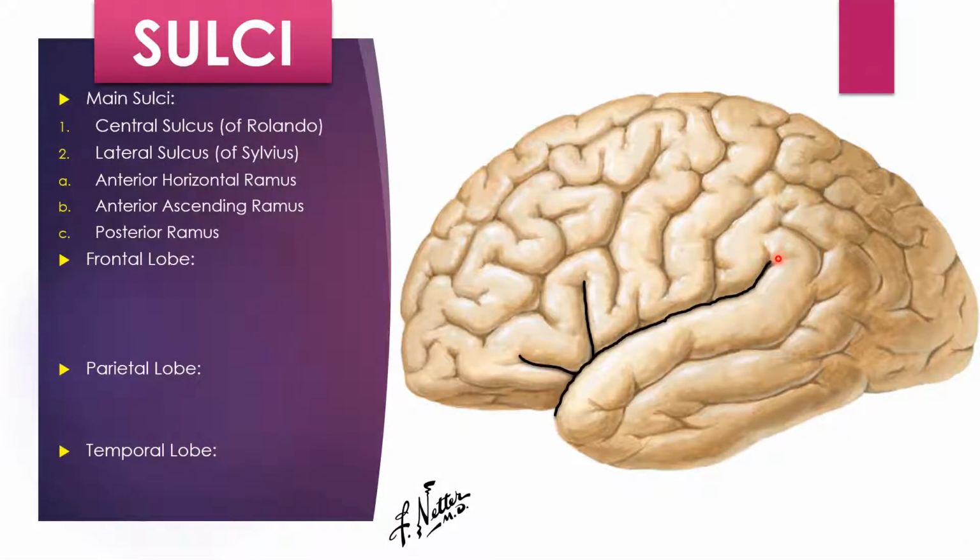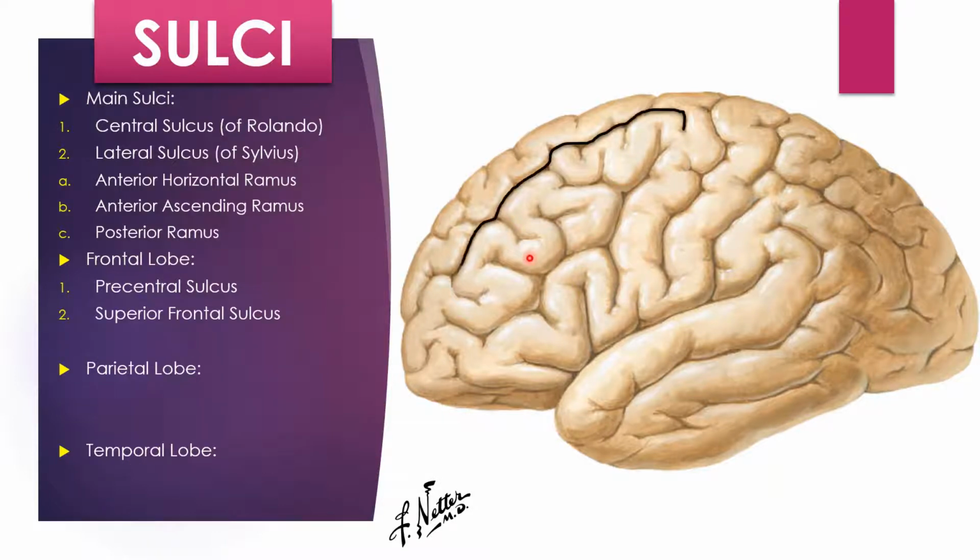Now for the frontal lobe. Among the sulci of the frontal lobe, the first one is the pre-central sulcus. As the name indicates, it is anterior to the central sulcus, and it is parallel to the central sulcus, running downwards and forwards. Then there is the superior frontal sulcus, anterior to the pre-central sulcus superiorly. And similarly, there is an inferior frontal sulcus, which is anterior to the pre-central sulcus inferiorly.